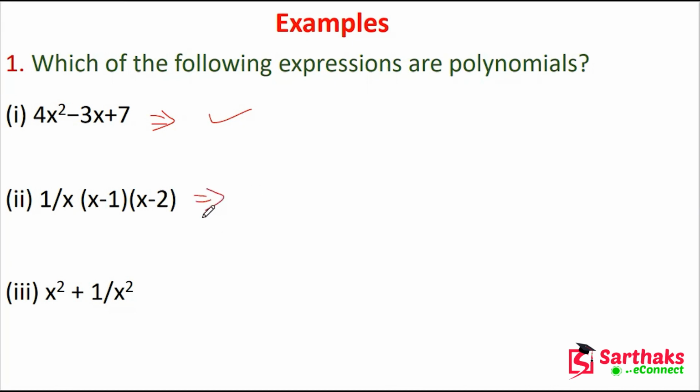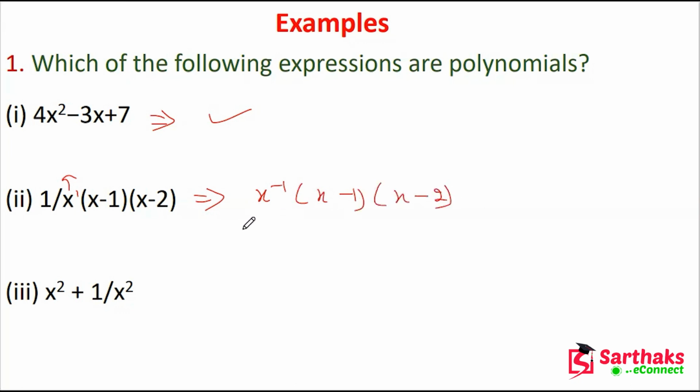We cannot identify directly just by seeing whether this is a polynomial or not. We have to first solve this expression. So we can write x minus 1, because the power of x is 1. If you take it into the numerator, it becomes x raised to power minus 1. This is x minus 1 and this is x minus 2.